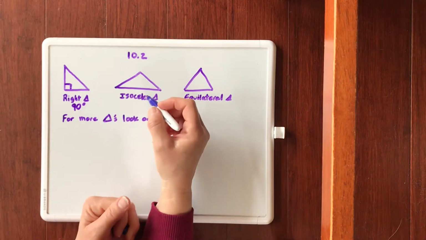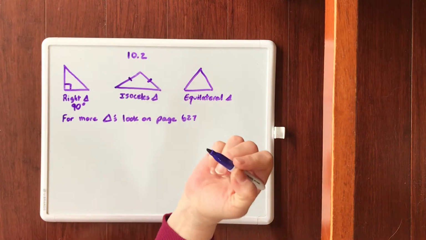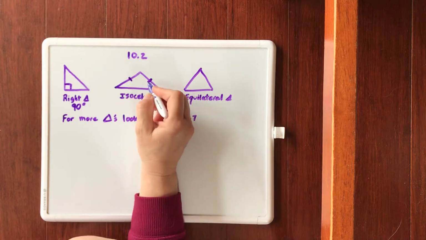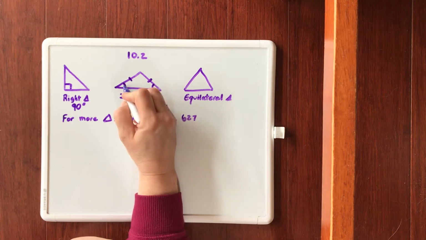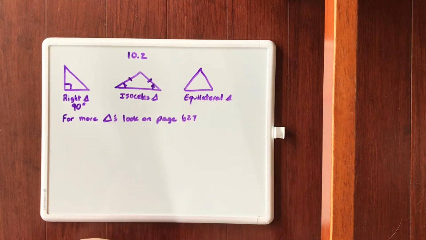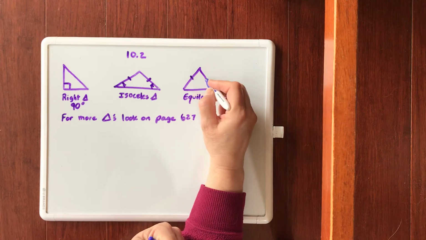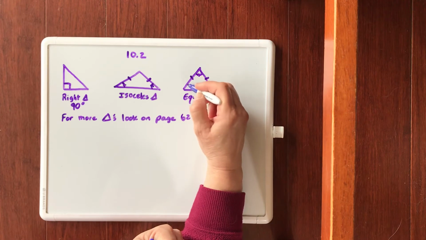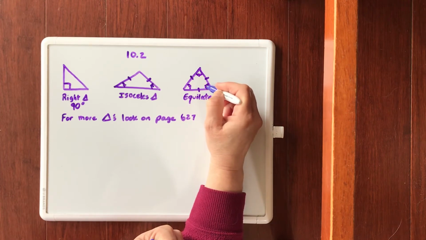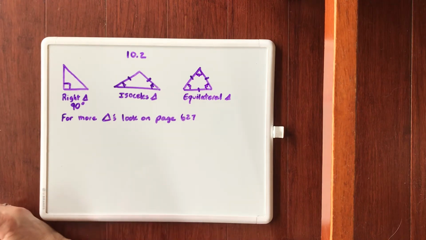In an isosceles triangle, we have the same lengths on two of the sides. And the same thing goes with the angles. These angles have the same measure. All right? So an equilateral has both. They have the same length on every side and the same angle measure. Okay? For more triangles, look on page 627.